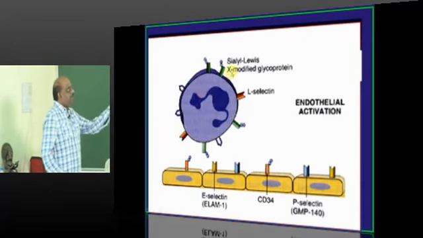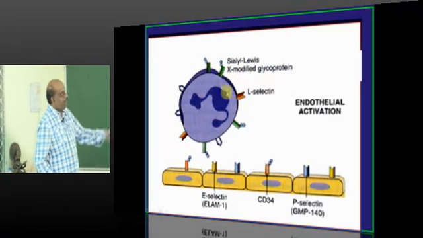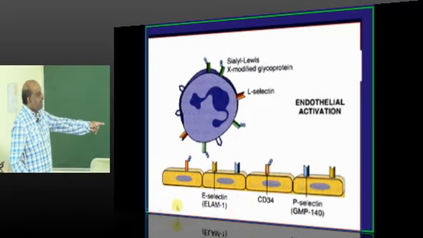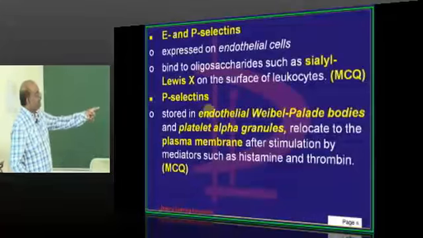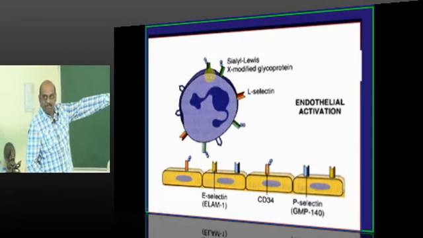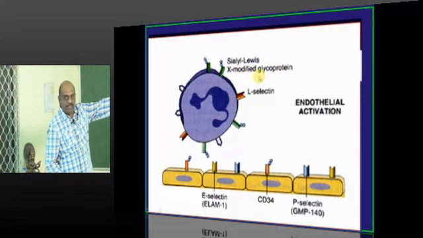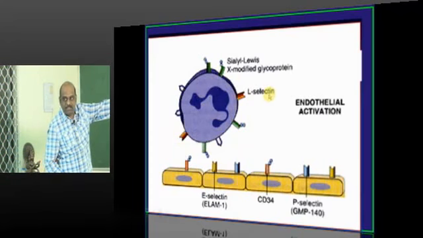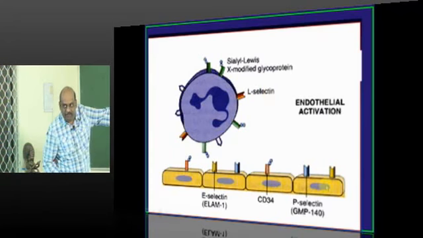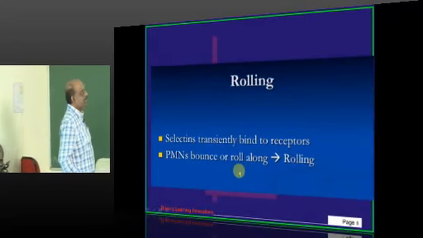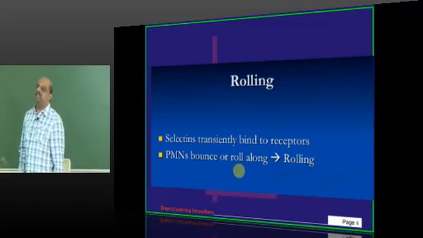So let us see. You have a sialyl Lewis X modified glycoprotein. Where is it expressed, doctor? On the leukocyte. Then on the endothelium, what do you have, doctor? On the endothelium, you have E-selectin and P-selectin. They basically bind with the sialyl Lewis X modified glycoprotein. Directly on the leukocyte, what is expressed? L-selectin. That's the reason it binds with the vascular endothelium. So that is the story which you need to know. After adhesion, what is the next step, doctor?